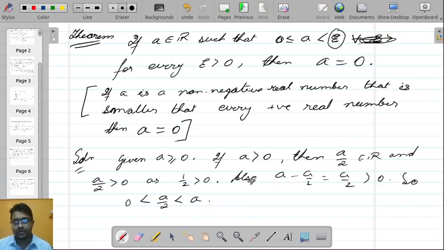But this contradicts. A by 2 is a positive real number, but as per our hypothesis, a should be lesser than every positive real number. But here we get something different. So our idea, or the hypothesis, becomes false.